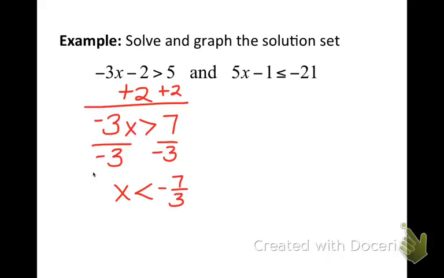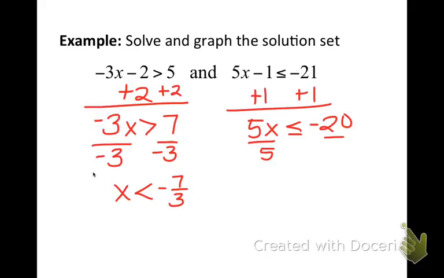I mean, unless it divides by 2, so then it works out to be a nice decimal, then I'm not going to care about that. But you can't round 7/3 because that would be non-terminating. All right, other side, add the 1 to both sides. 5x is less than or equal to negative 20. Divide by 5. x is less than or equal to negative 4.